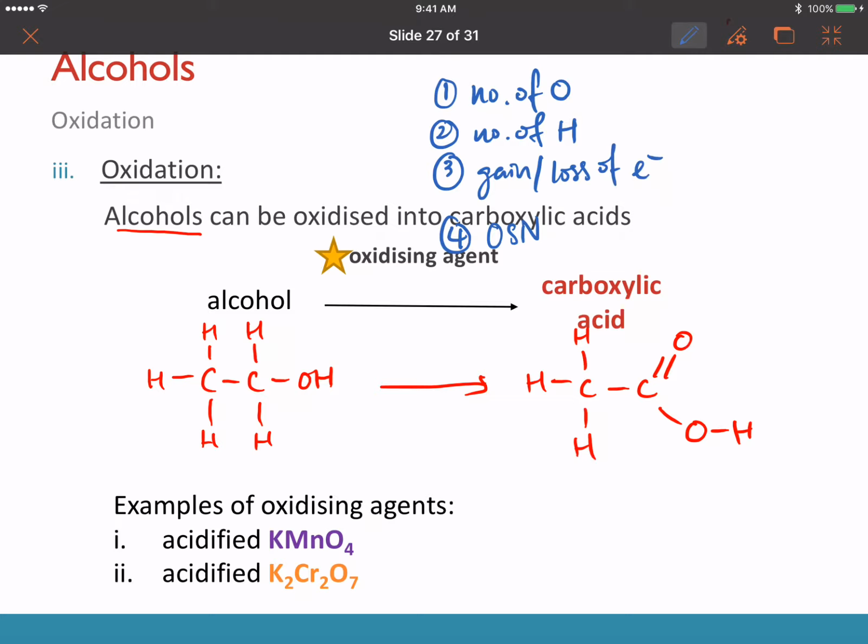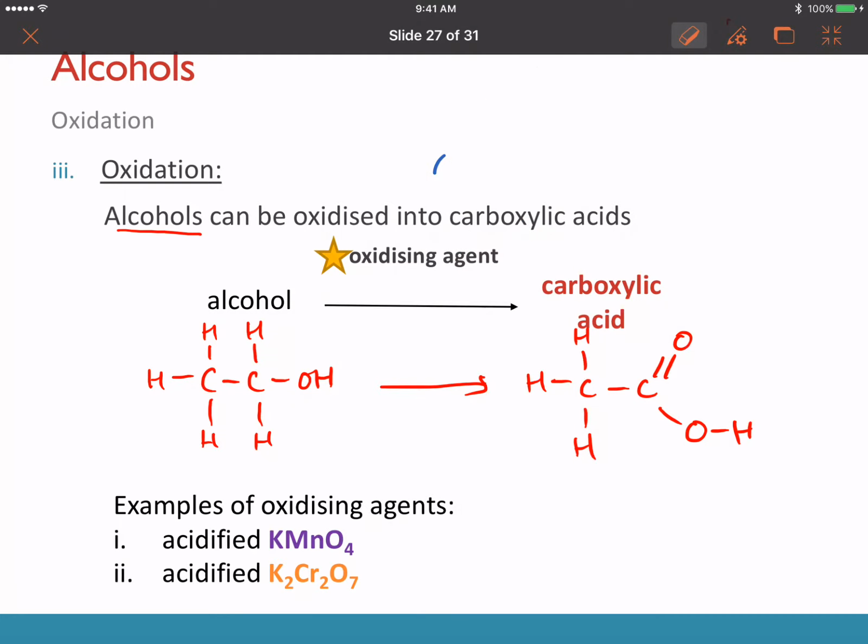Okay, so there's actually a hidden condition in the type of alcohol that we choose. Not all alcohol can give us a carboxylic acid. What do I mean? Note that in this case, the alcohol functional group, the hydroxyl functional group, is at the end of the molecule. Because I'm using ethanol, it's always at the end. Okay, so let me give you another example.